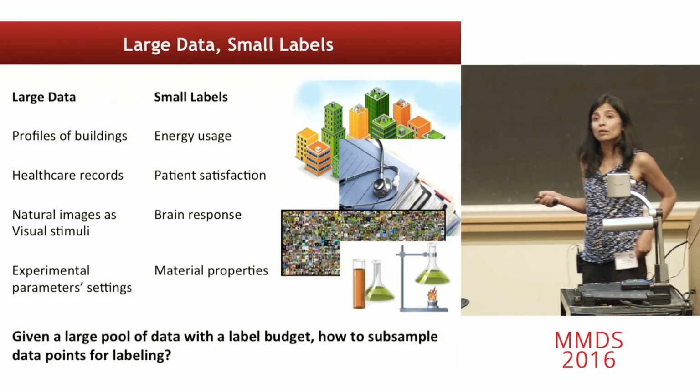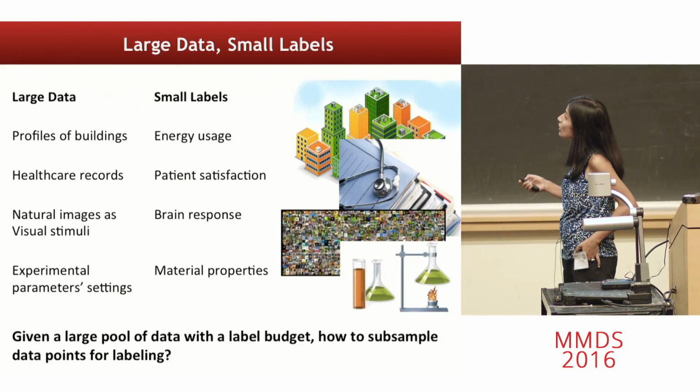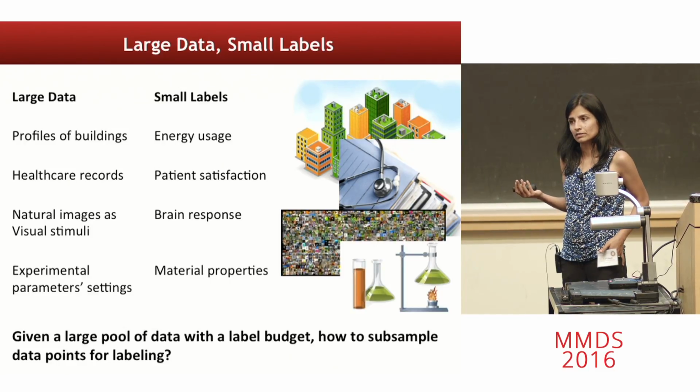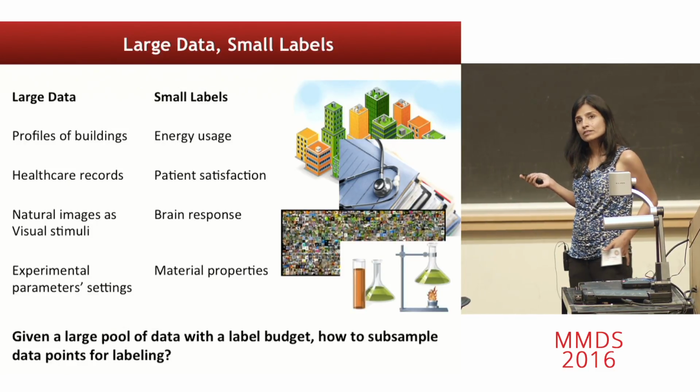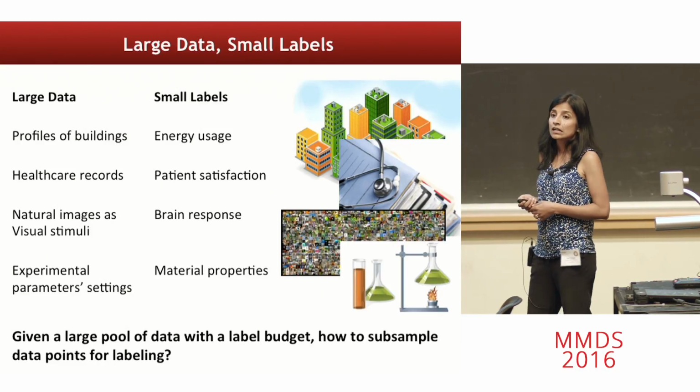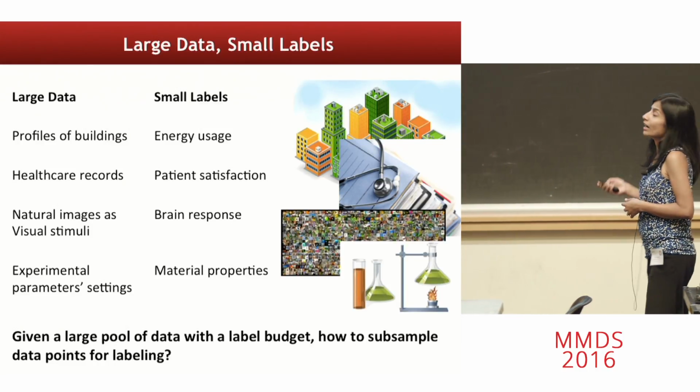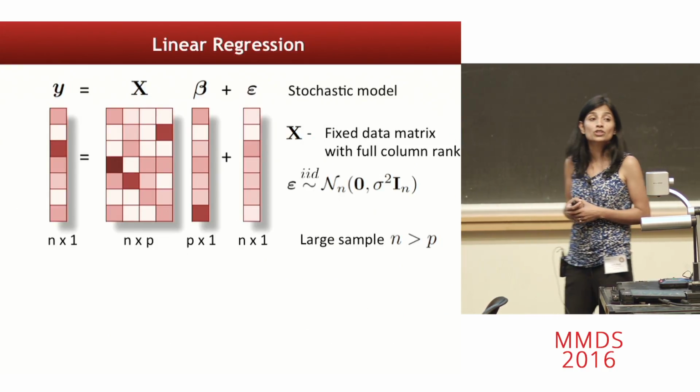So the question that brought me to subsampling was, given a large pool of data with a label budget, how do we select points for subsampling? Okay? We'll try to address this question in the context of linear regression, which is probably the simplest setting. I'll actually take a statistical approach to this problem.